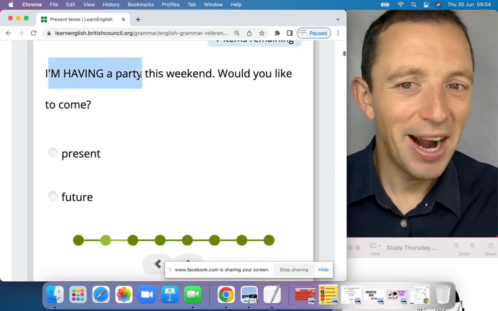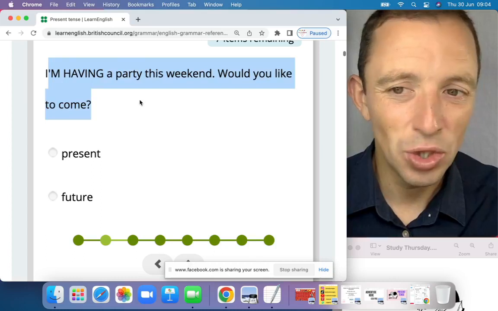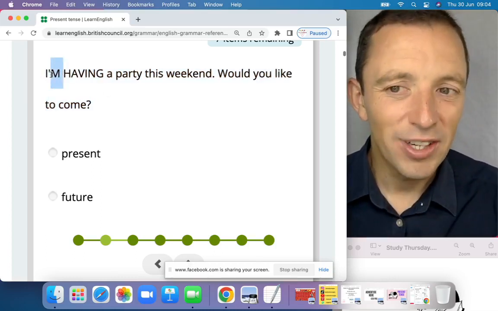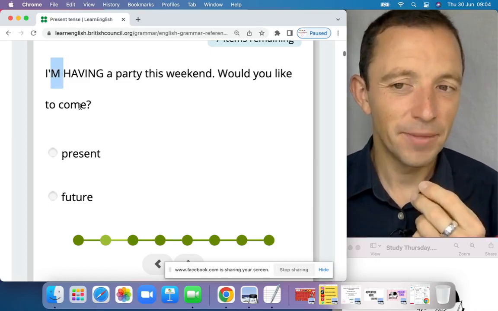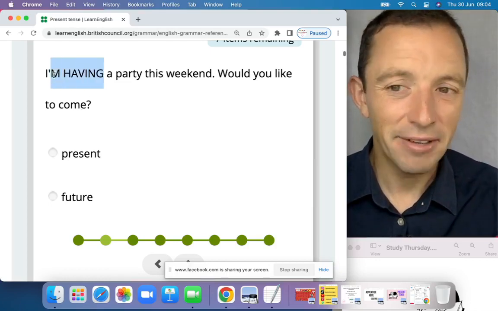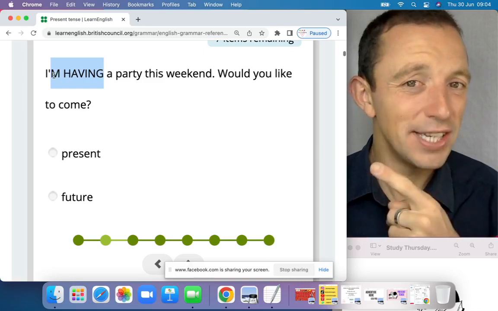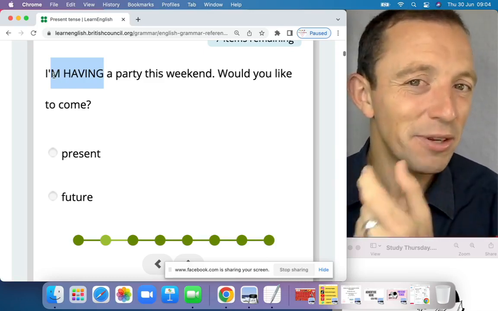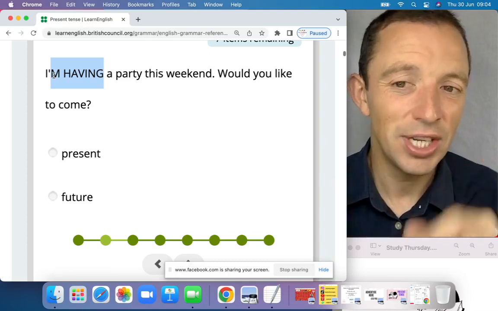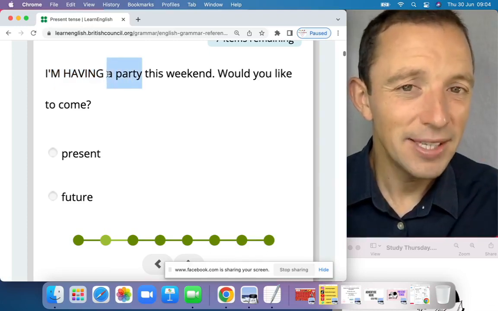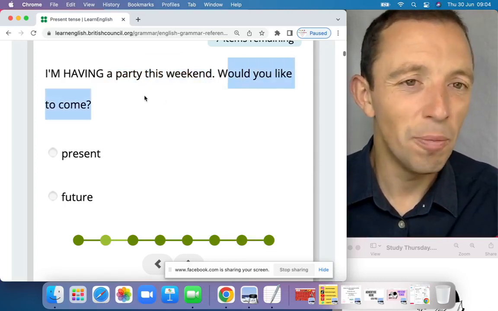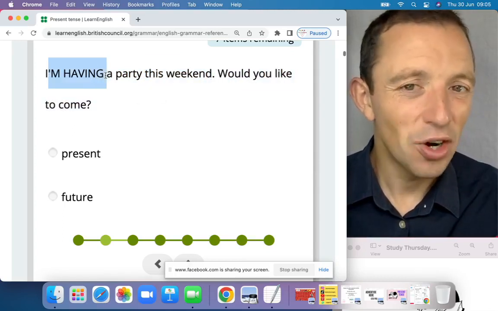I am having a party this weekend. Would you like to come? Subject, I. Auxiliary verb to be. ing form, having. I am having. Present continuous. This form is the present continuous. The auxiliary verb to be plus the ing. Object, a party. When? This evening, this weekend. Would you like to come? Is this the present or is this the future?